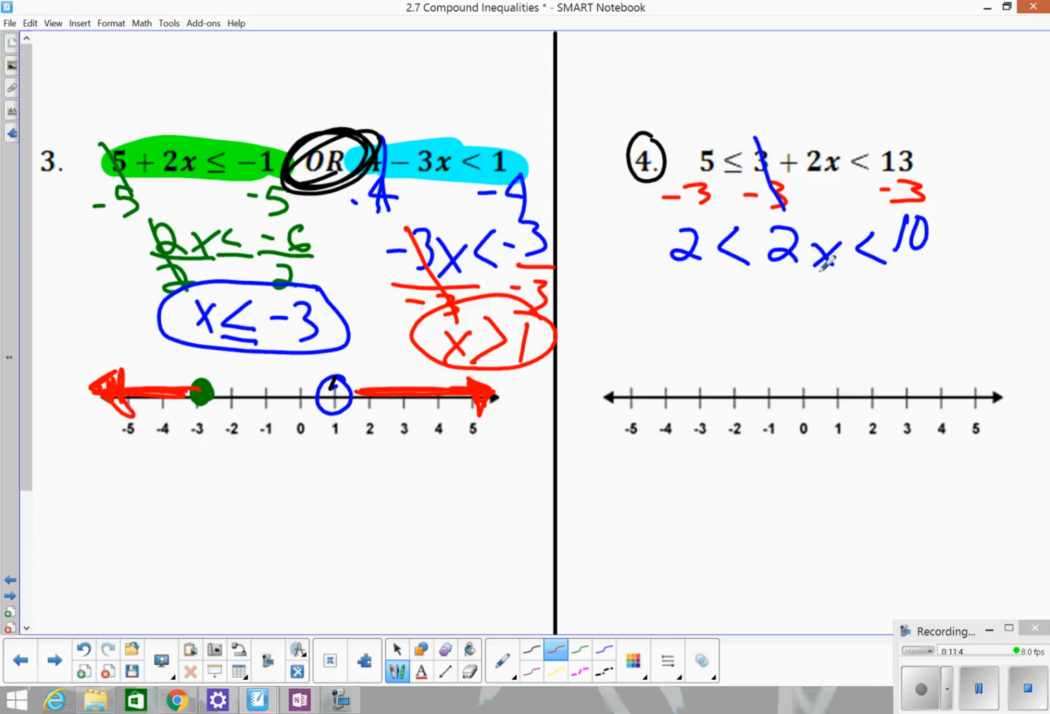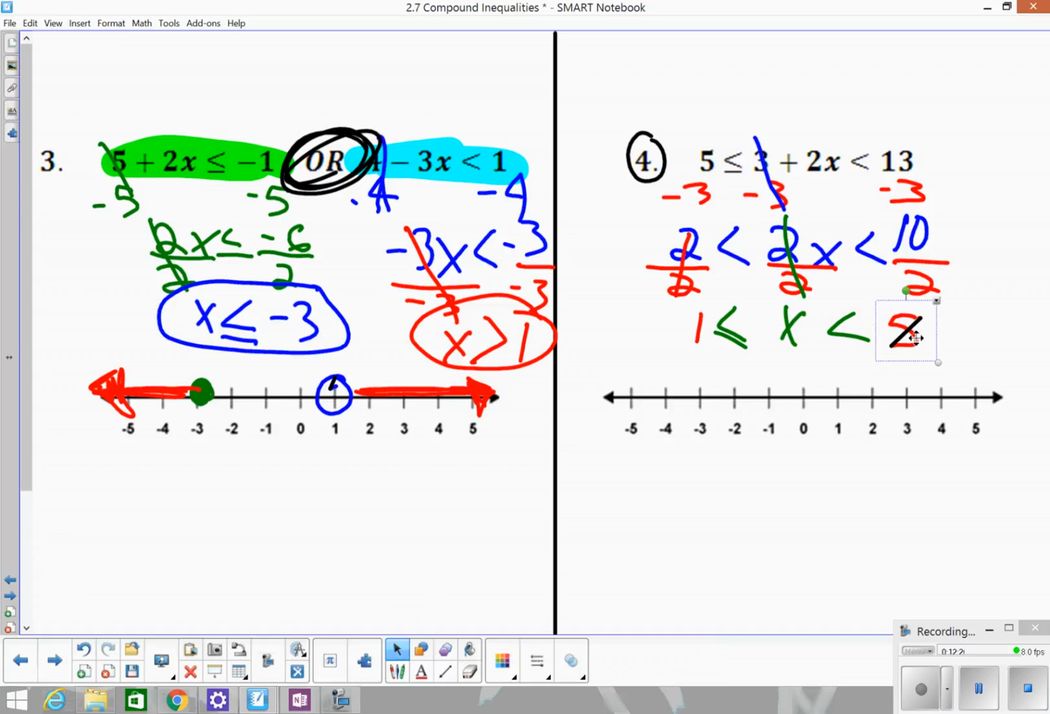So you're going to do the same thing, dividing by 2 in the middle, on the left, and on the right. When you simplify, 2 divided by 2 is 1, and we're going to write less than. 2x divided by 2 is 1x. Good. Is less than, that should have been less than or equal to, is less than 10 divided by 2 is 5.